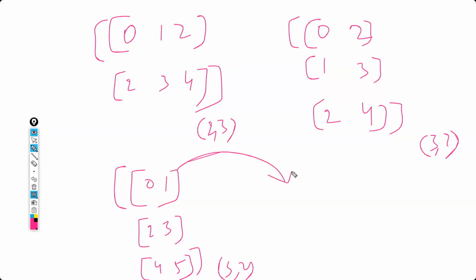Convert this one. So first row, what is the first row? 0, 1. What is the second row? 2, 3. What is the third row? 4, 5.